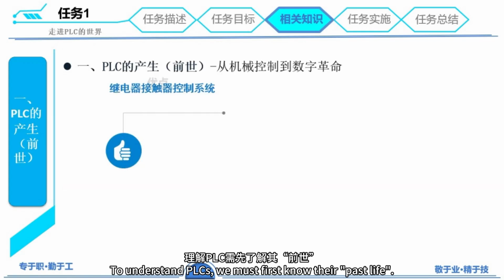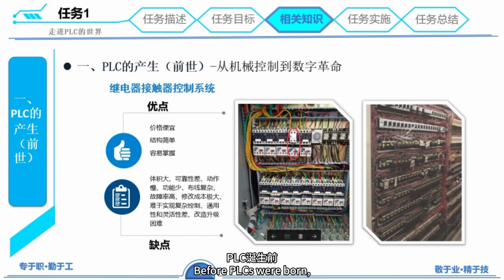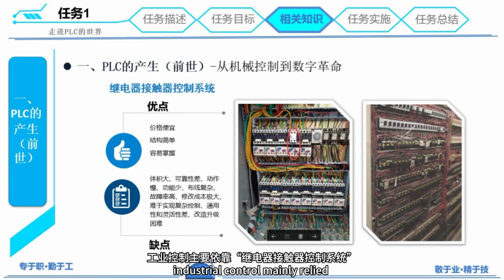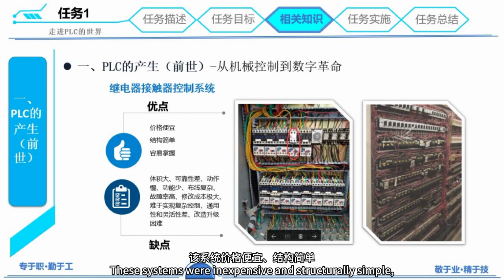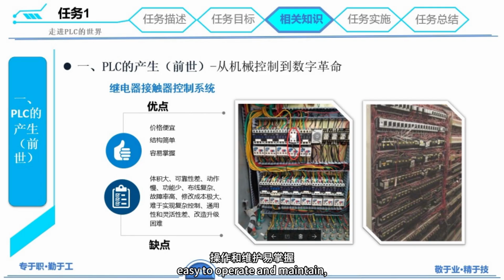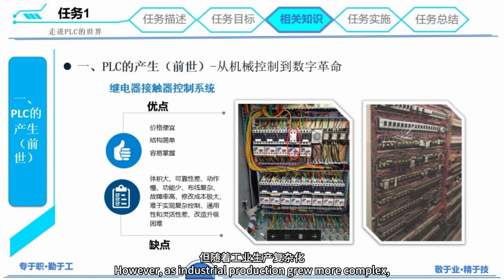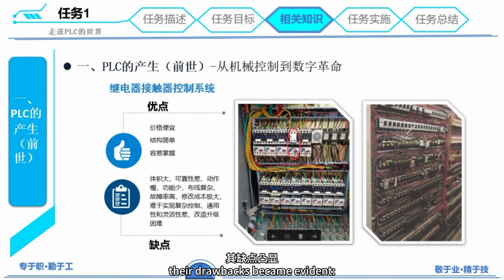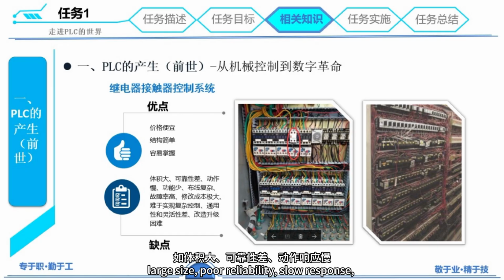To understand PLCs, we must first know their past life. Before PLCs were born, industrial control mainly relied on relay contactor control systems. These systems were inexpensive and structurally simple, easy to operate and maintain, and were widely used initially. However, as industrial production grew more complex, their drawbacks became evident. Large size, poor reliability, slow response, limited functionality, complex wiring, leading to high failure rates.